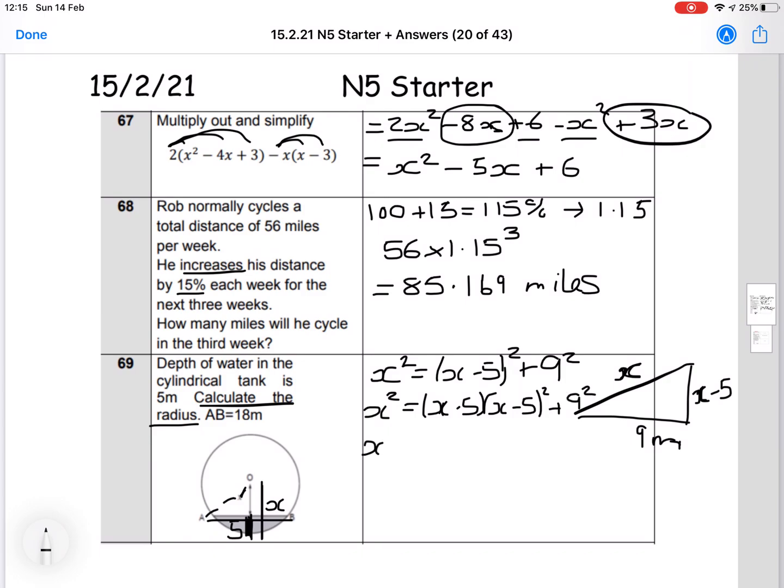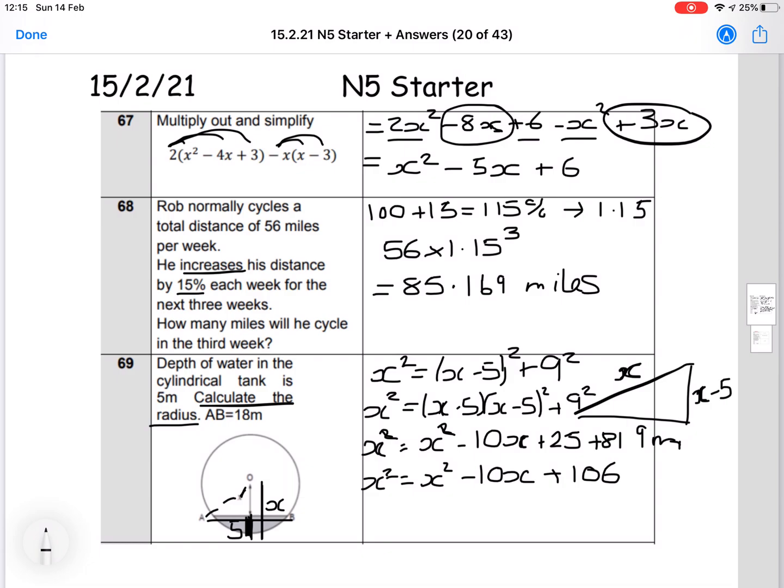So if we use FOIL and we multiply out that bracket, we're going to get x squared. We're going to get minus 5x and another minus 5x. I'm going to tidy them up in one go here to minus 10x. And then minus 5 times minus 5 is plus 25. And then 9 squared is 81, so I'm going to write that in as well. And then we just need to start tidying this and then solving it. So we have x squared equals x squared minus 10x. 25 plus 81 is 106.